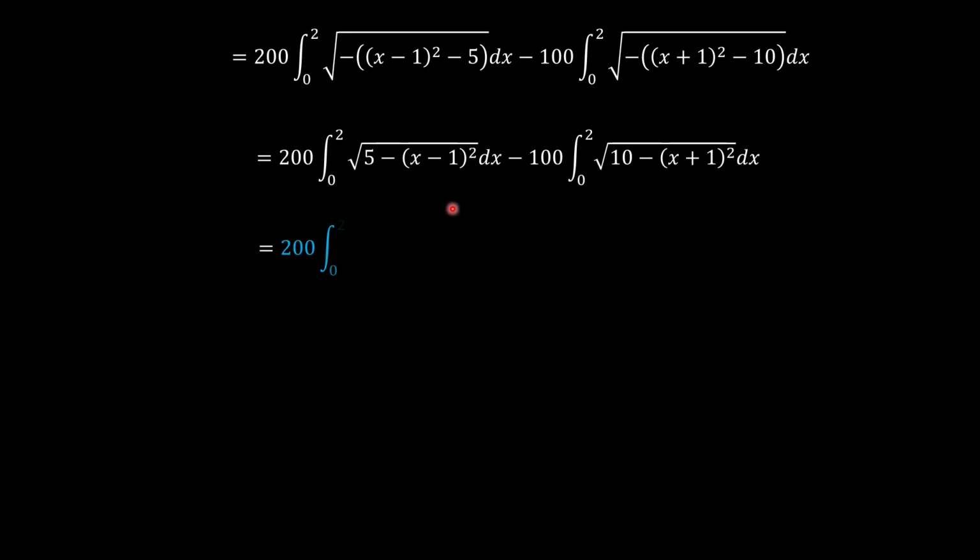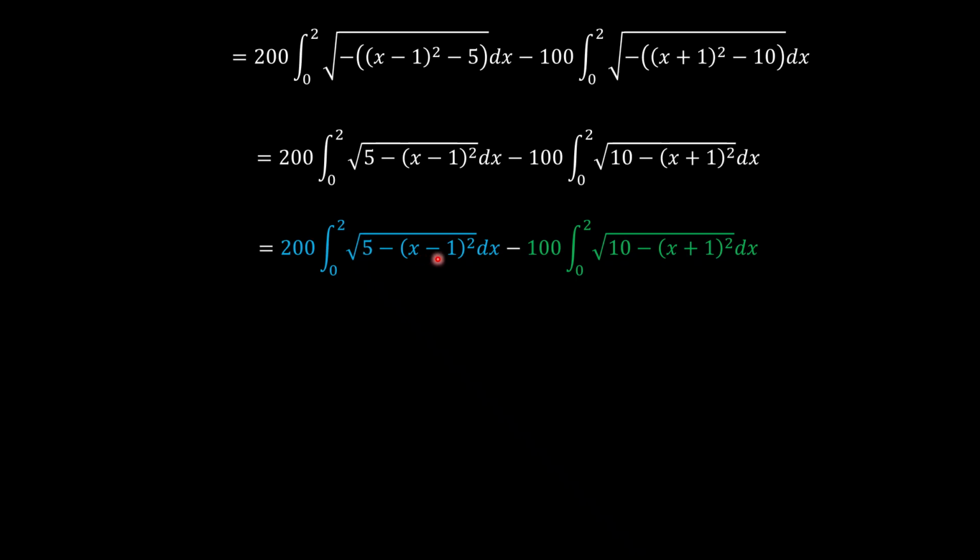In the first instance, before that, let's color code our integral so that we know. The first one is 200 times the integral from x equals 0 to 2 of the square root of 5 minus x minus 1 squared, and the second one is 100 times the integral from x equals 0 to 2 of the square root of 10 minus x plus 1 squared. So here, in order to factor out, I could substitute.